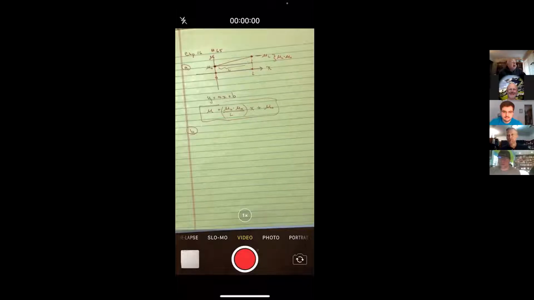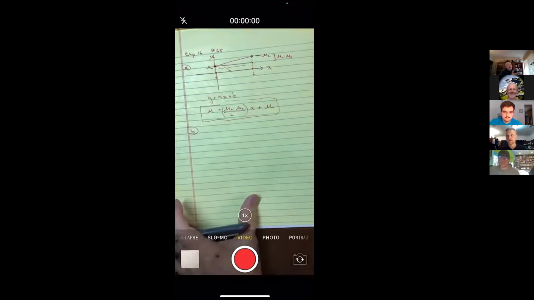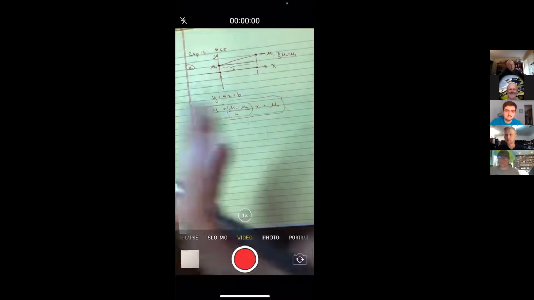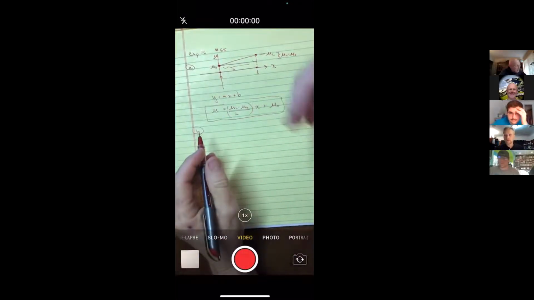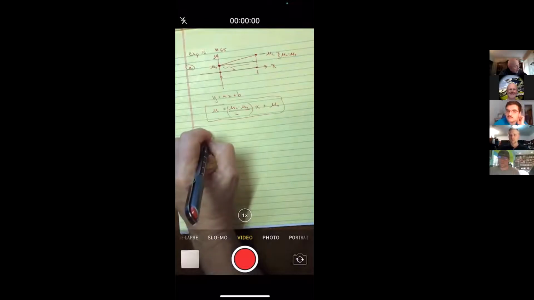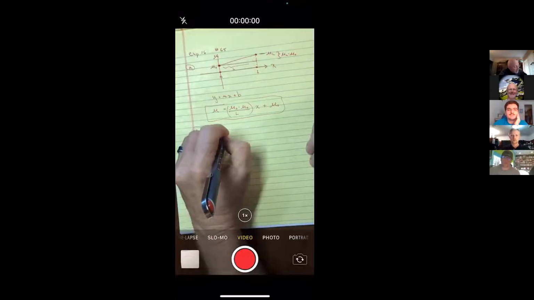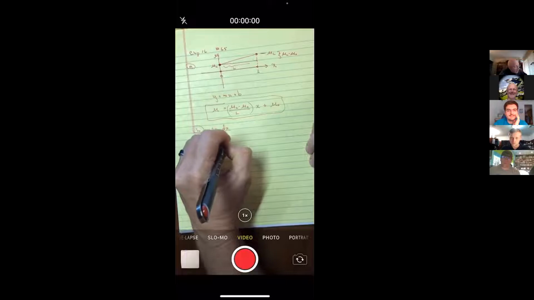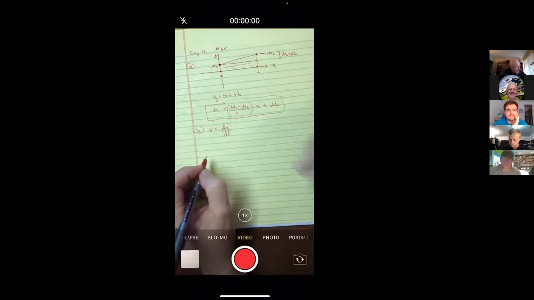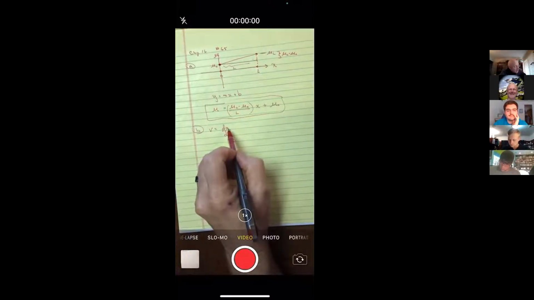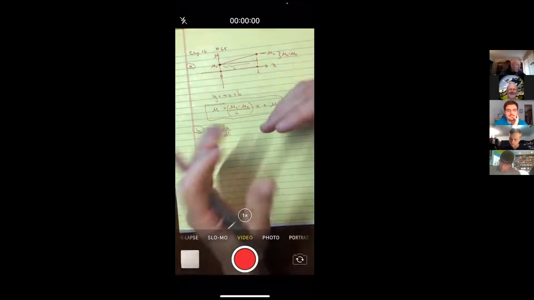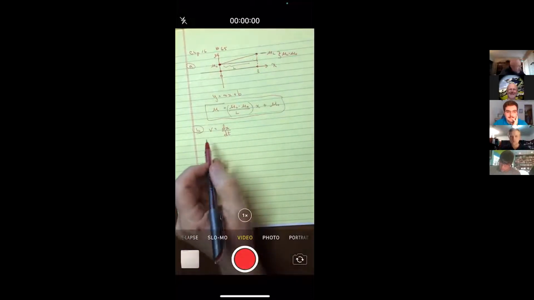Then B says, show that the time interval required for a transverse pulse to travel the length of the string is given by this equation. So here is where 65 parallels what we did earlier with 57 and 58. I'm going to say velocity is the distance traveled over time. And if we're talking about a small distance and a small time, or a long distance and a long time, that'd be the average speed.